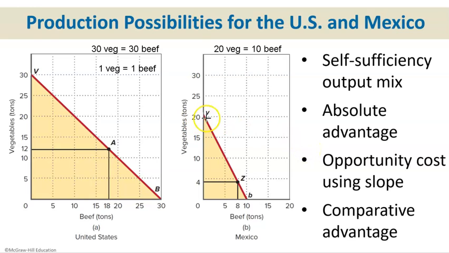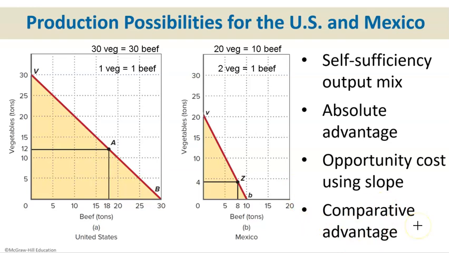So our endpoints are 20 veggies equals to 10 beef, and then we're going to divide by the 10 here. So 2 veggies equals 1 beef. That means the opportunity cost of making 1 beef in Mexico is 2 veggies. If Mexico wants to make 1 more ton of beef, to do that, they have to give up the opportunity to make 2 tons of veggies. So we've solved for the opportunity cost in both countries of beef.